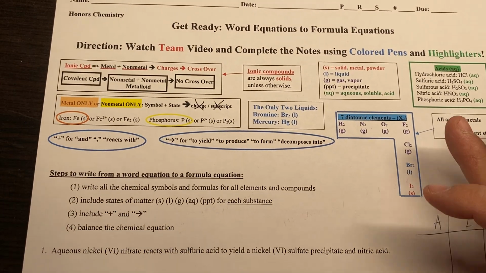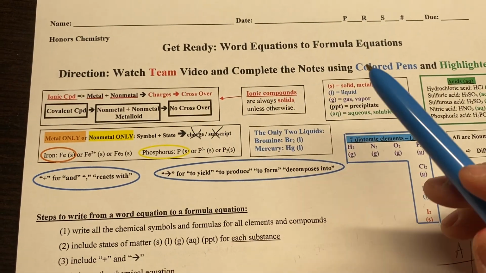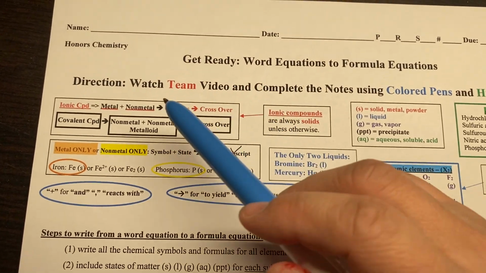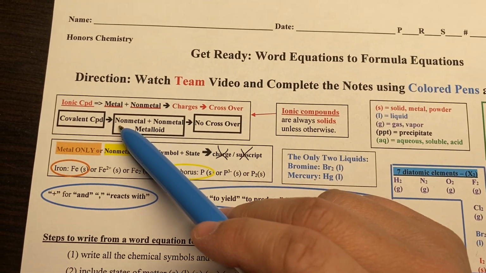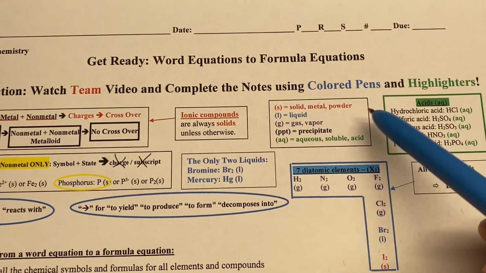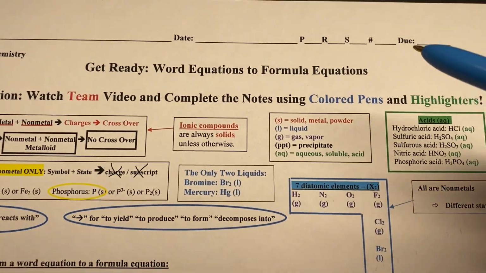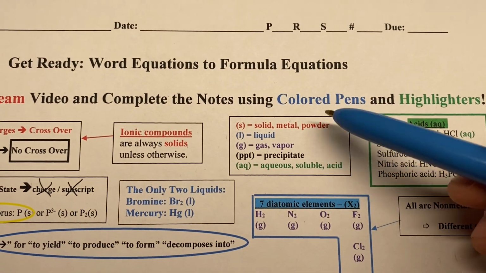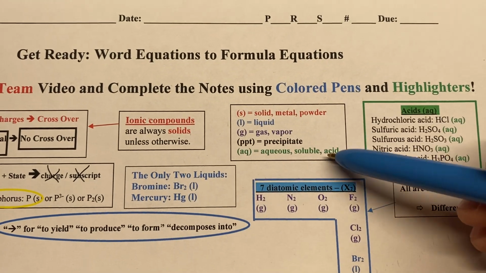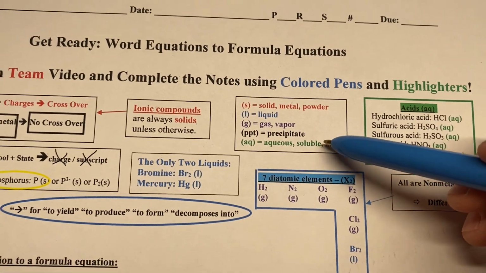From the previous classification of chemicals worksheet, you already learned that there are 6 types of chemicals. You can classify them as ionic compound, covalent compound, metal only, non-metal only, the acid, or the 7 diatomic elements. You also learned that there are 5 states of matter: solid, liquid, gas, PPT, or aqueous. And I listed out what kind of chemicals use which state of matter.